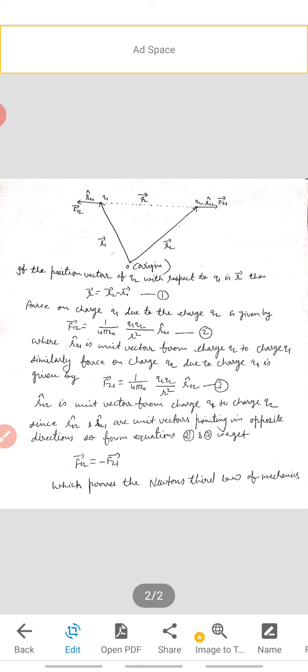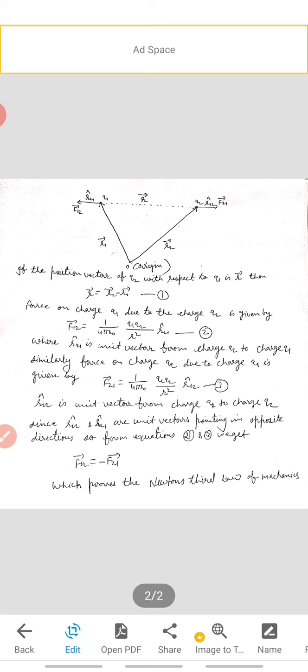If the position vector of Q2 with respect to Q1 is R, then we can write R is equal to R2 minus R1, by using the triangle law of vector addition. We can find the equation R is equal to R2 minus R1.